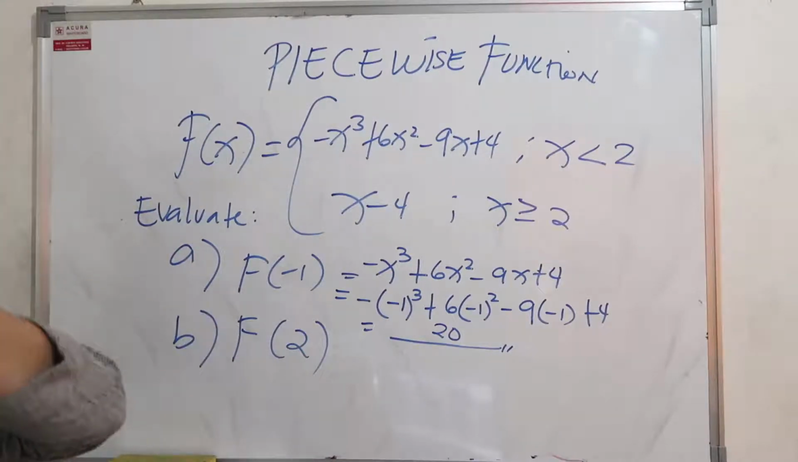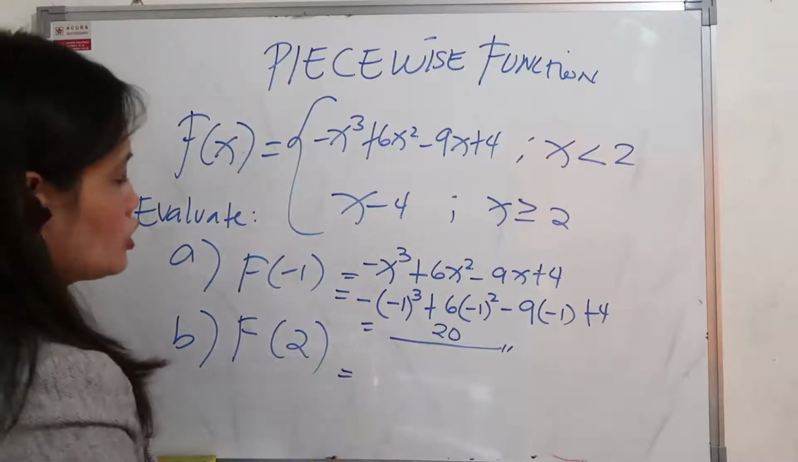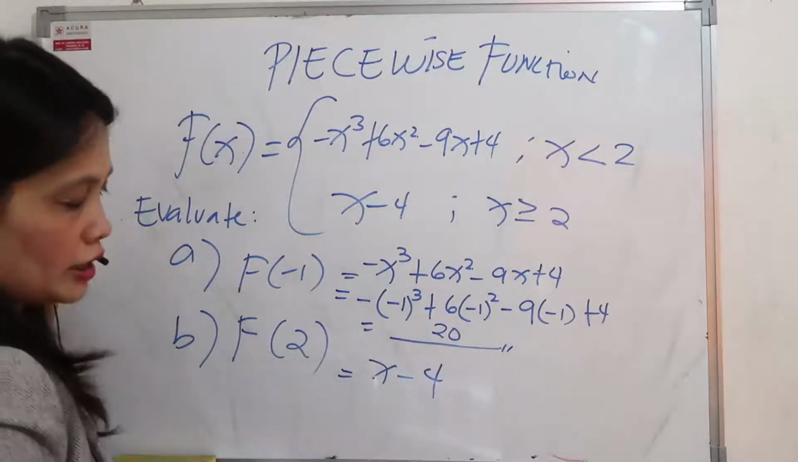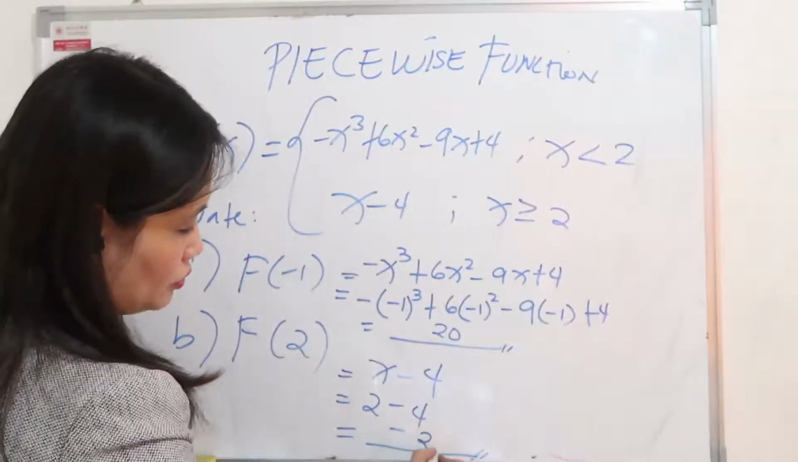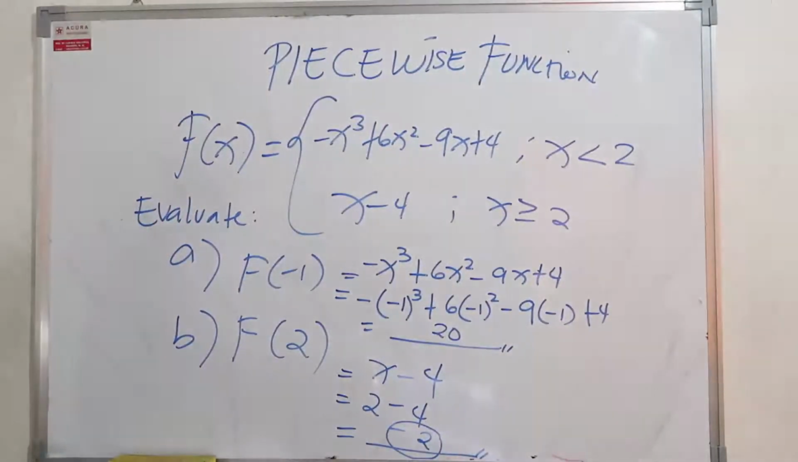Next, letter B, f of 2. What about f of 2? Okay, second condition. So that will be x minus 4. Okay, so we have 2 minus 4. So what will be the answer? Negative 2. Okay, is it clear, people? Okay, let's proceed now to domain.